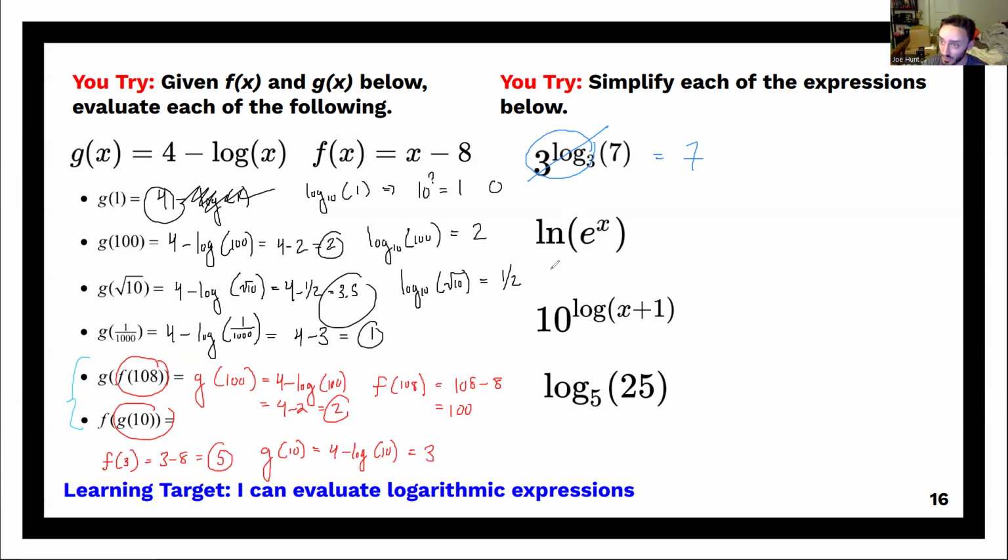If I take the natural log of e to the x, remember that the natural log is the log base e. It's just kind of a shorthand so that we don't have to write 4 letters to get that logarithm expressed. We can get it down to 2.